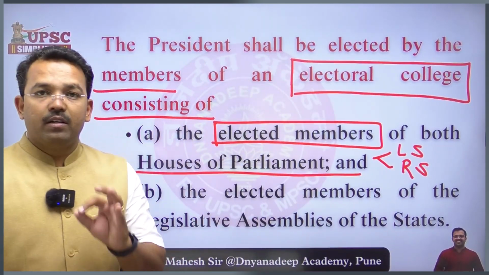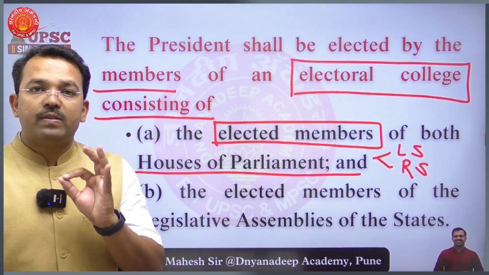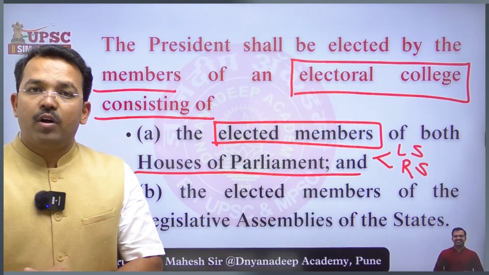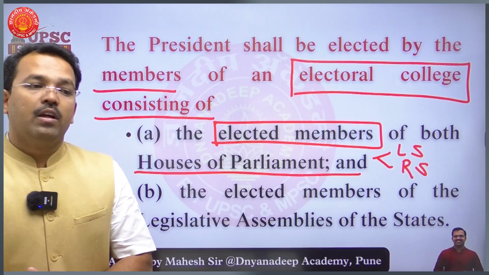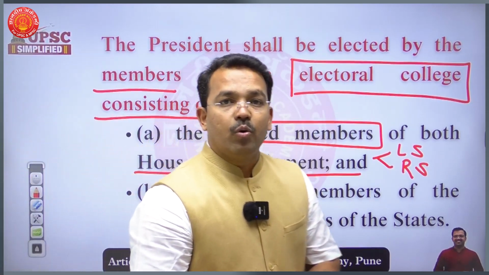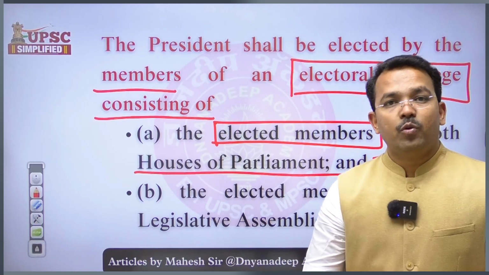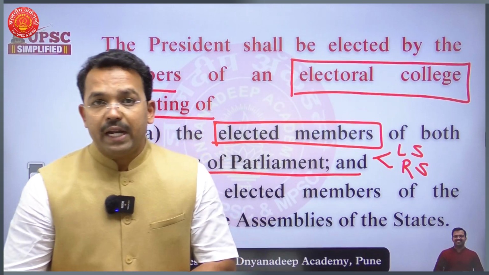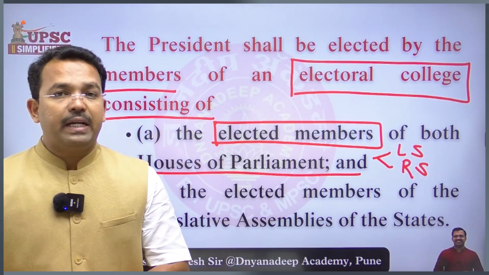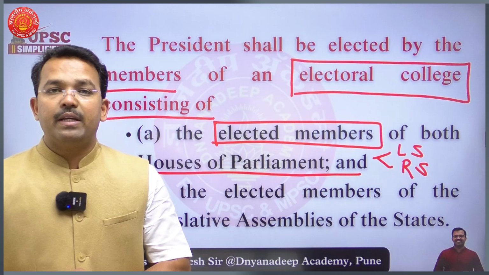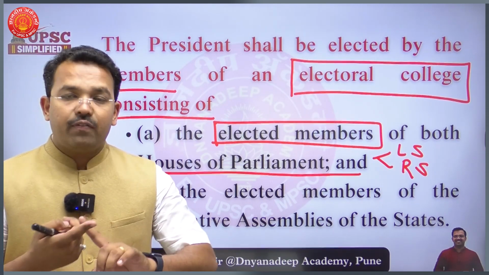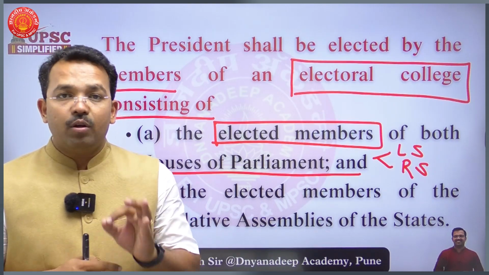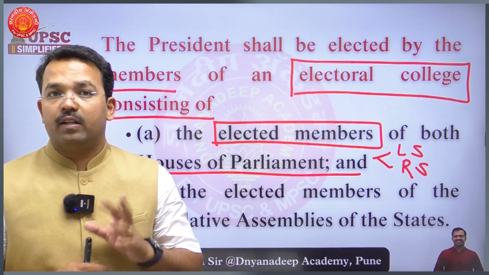Remember, only elected members take part in the presidential election. Nominated members do not participate. This is a very crucial fact. Only elected members of Lok Sabha and Rajya Sabha take part in the presidential election. Nominated members of Rajya Sabha, who are nominated by the President of India from the four areas of art, literature, science and social services, do not take part.